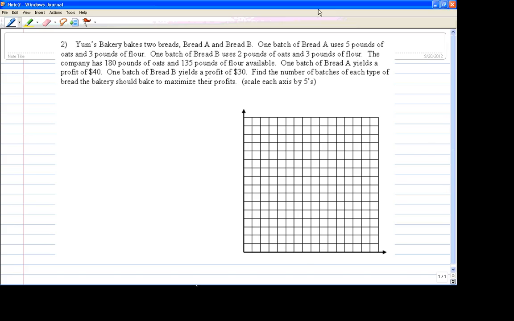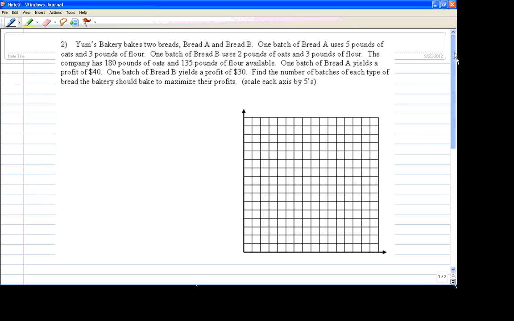Okay, now for number 2. This one's going to take a little more time and space, but that's okay. In fact, let's go ahead and make an extra page there. Okay. Yum's Bakery bakes 2 breads, bread A and bread B.